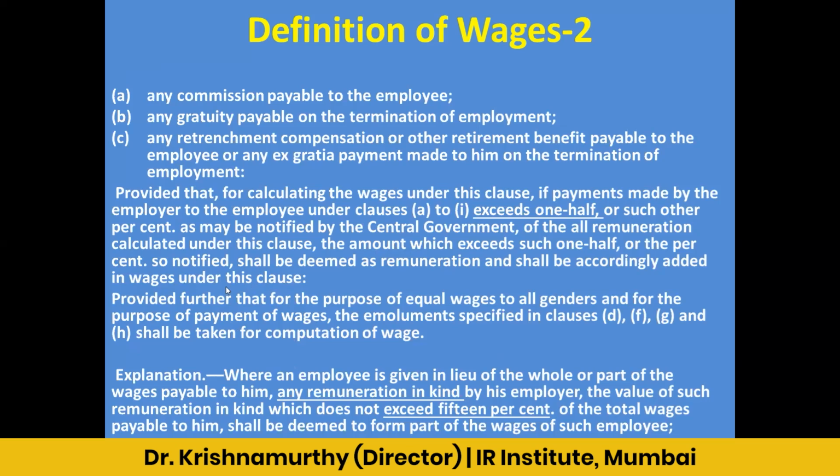So I have given an example to clarify that. Provided further, for all purposes of equal wages to all genders and for the purpose of payment of wages, emoluments specified in clause D, F and E, G shall be taken for computation of wages. Where an employee is given in lieu of the whole or part of the wages any remuneration in kind by his employer, the value of such remuneration that does not exceed 15% of the total wages shall be deemed to be forming part of the wages. So the second caveat also is there, that if you are giving any perquisite to the employee concerned and it exceeds 15% of the wages, then the amount which exceeds 15% will be added to the basic wages. So this is what it means.